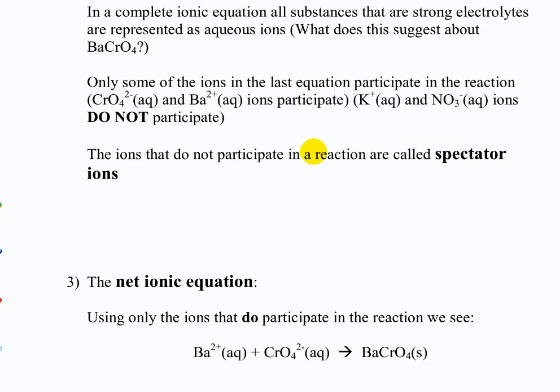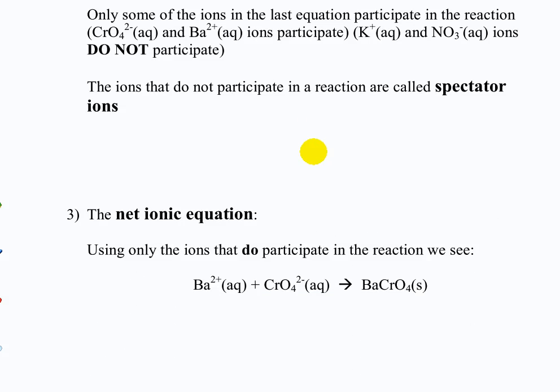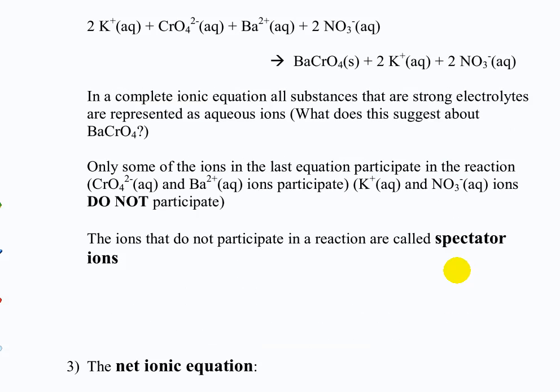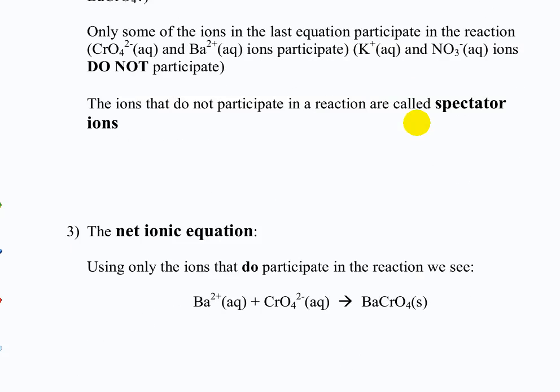And then we can reduce that down into the net ionic equation. Only the ions that are participating in a reaction are in the net ionic equation. And how you come up with that is any ion that's on both sides gets canceled out. So these potassiums aren't reacting, they're just floating around in solution. So they're called spectator ions, and they're not involved in the reaction. We can cancel them off, same with nitrate. And the only reaction that's really happening is barium ions and chromate ions reacting to form barium chromate solids. And that's a precipitation reaction.